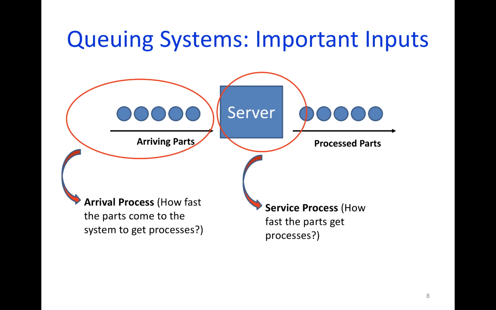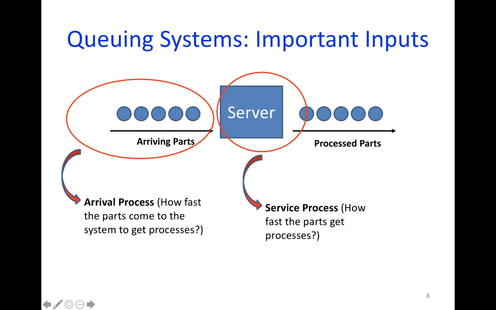Okay, so these are two important inputs we have to have related to any queuing system so we can process them and we can analyze them. So when you get any problem statement and you want to analyze the system using any method, simulation or queuing theory, you have to read the problem statement carefully and make sure you find information related to the arrival process and service process in the problem statement.